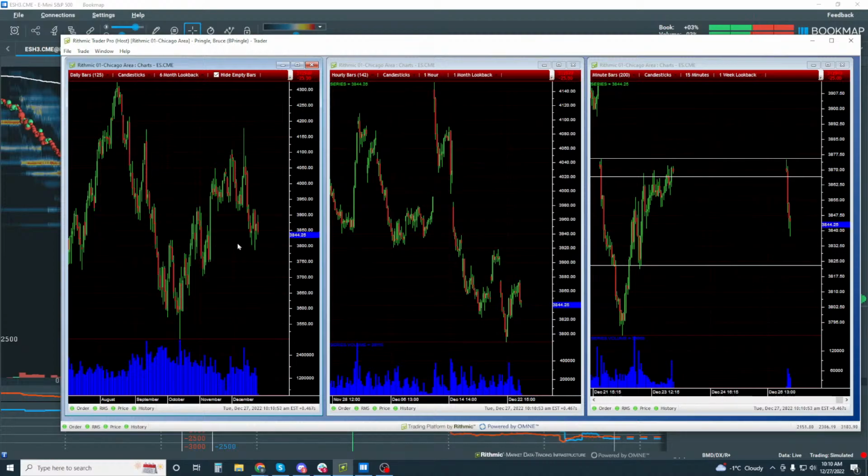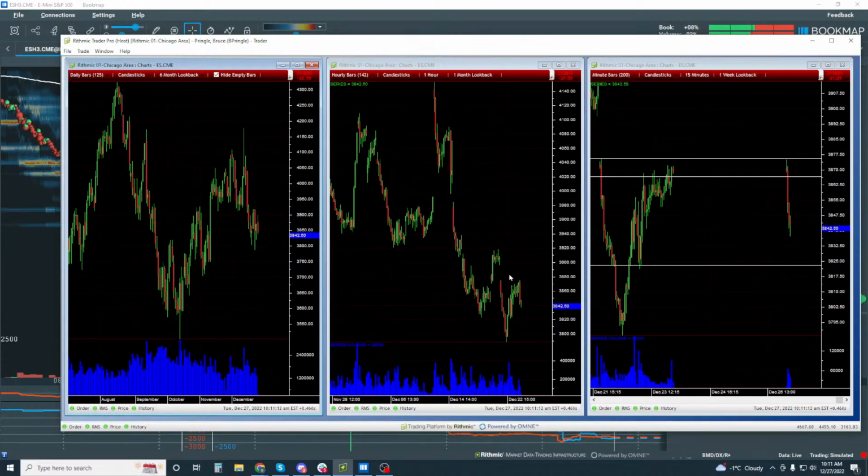That's what we see here on the daily. Not a whole lot going on, and we're right kind of in the middle, maybe at the lower area of the range right now. On the hourly here, here's the move to the downside and all this chop back and forth in here.